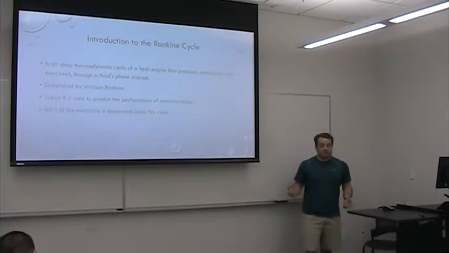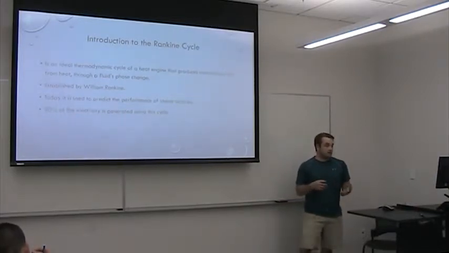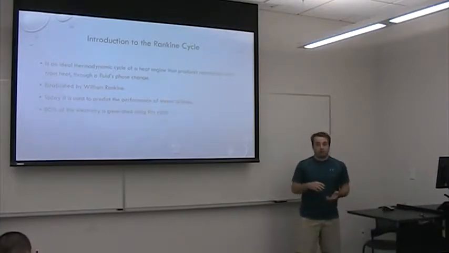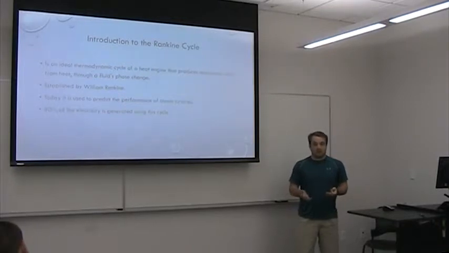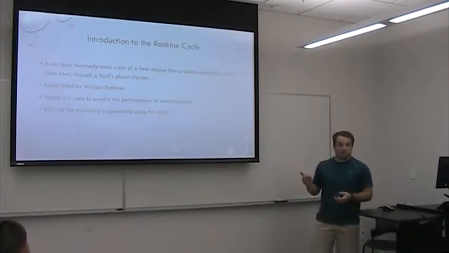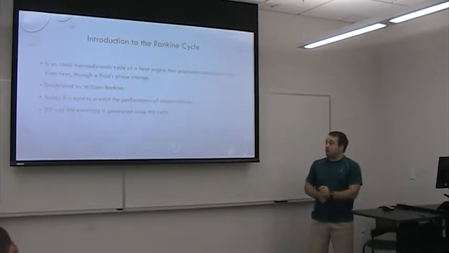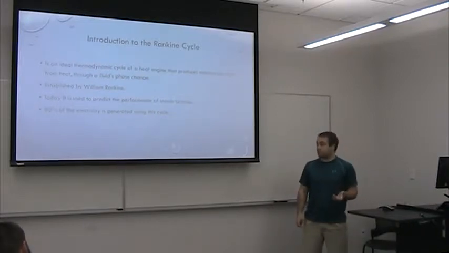An introduction to this: the Rankine cycle is an ideal thermodynamic cycle of a heat engine or a steam engine, and it is used to project an ideal or theoretical efficiency for steam power plants and other things like that. Today it actually represents 90% of the electrical energy produced that we use. It was established by William Rankine, and that's what it's named after.